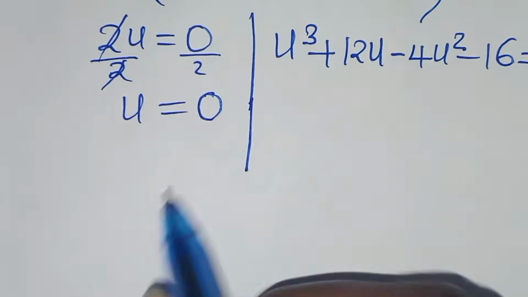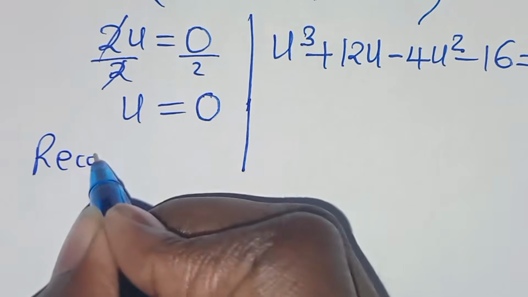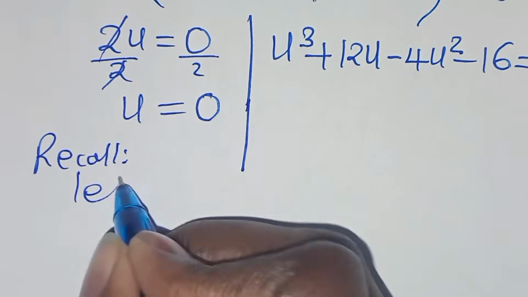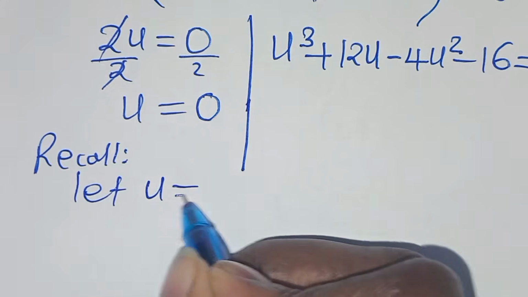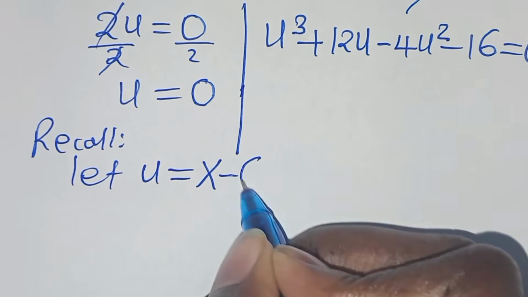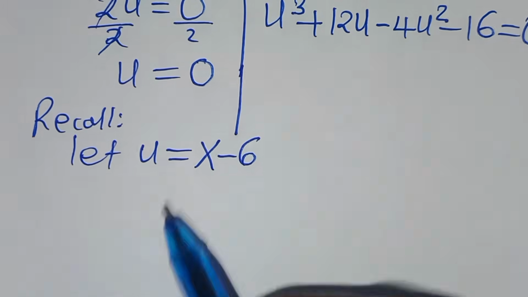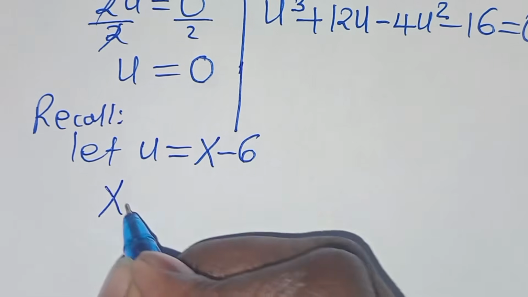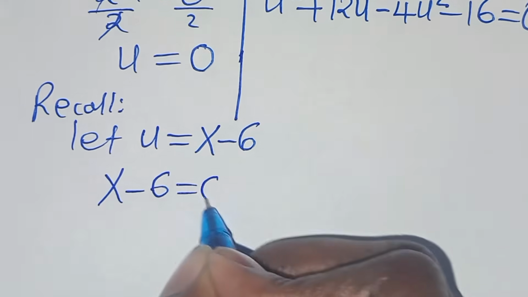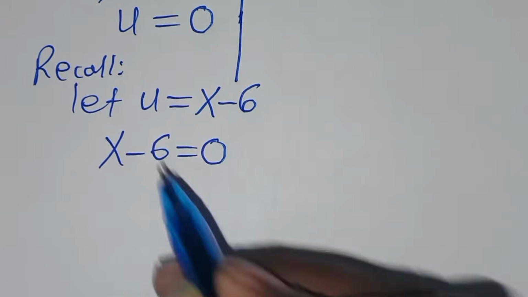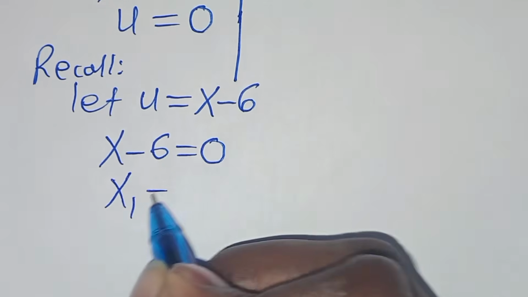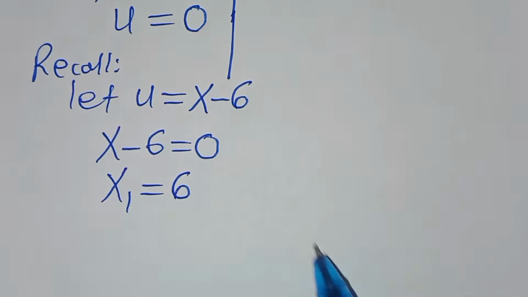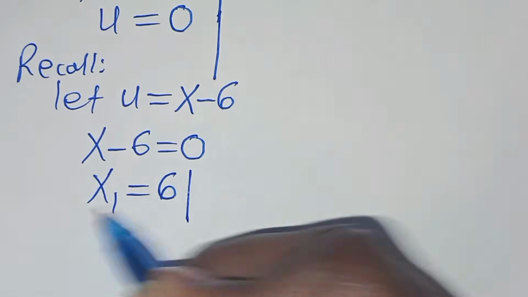From the first part here, if you recall, we are saying that let u be equal to x minus 6. So from the first part here, we can solve for x. Remember, this is x minus 6. This is equal to 0. So from the first part here, x1 is equal to 6. So already we have the first value of x.